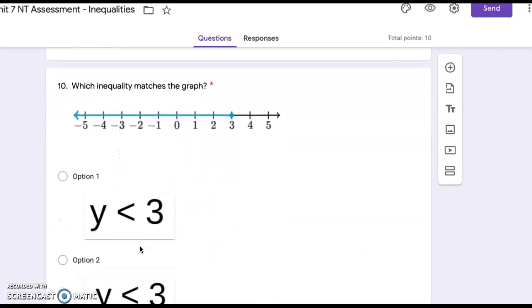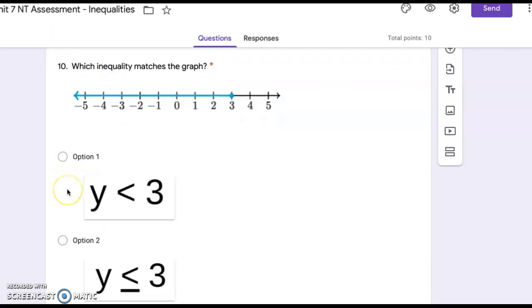And number 10, which inequality matches the graph? The circle is a closed circle, and the arrow is pointing to the numbers that are less than 3. Look at your choices.